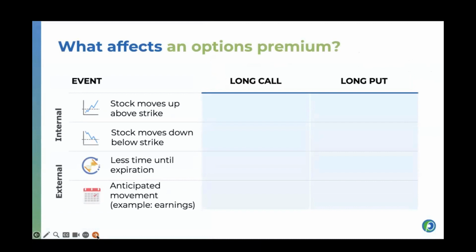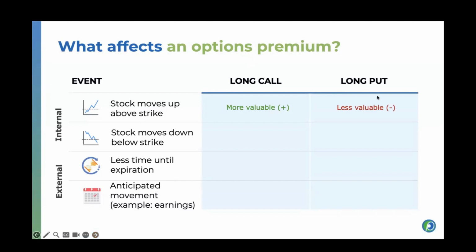All right, so what affects an option's premium? Just going to look at this through the lens of a long call and a long put. And remember, a long call means I've purchased the right to buy. Long put, I've purchased the right to sell. So if the stock moves above the strike price, well, if I've purchased the right to buy, that's going to be a positive factor. That's going to make the long call more valuable. May not be profitable just yet, but it's going to make it more valuable as it goes up.